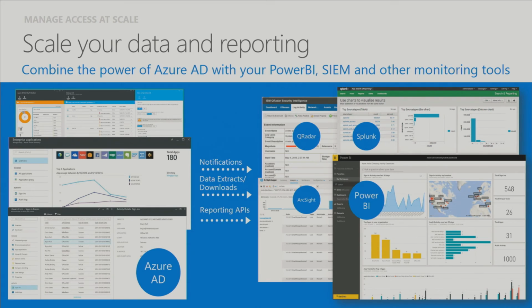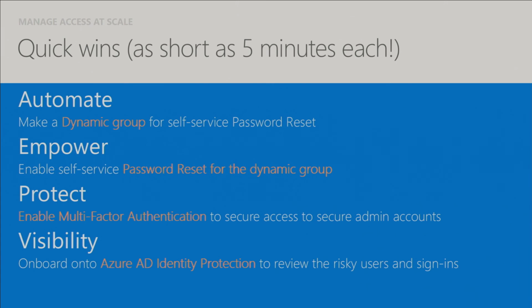So we have talked today about managing at scale and the parts of automation, empowering your users and IT, and then gaining visibility associated with that. The thing that I found is that if you can identify a couple of small key things to get started with, you can get the engine running, right?